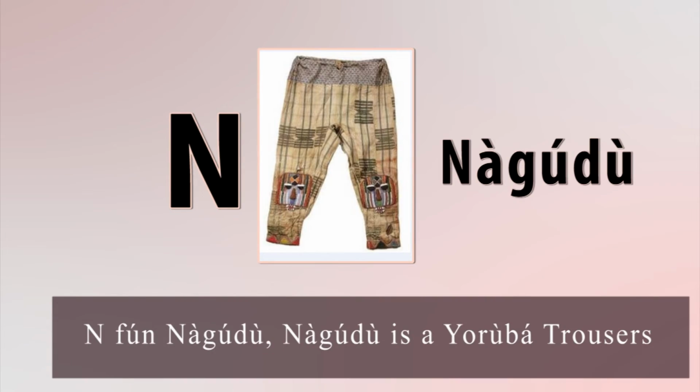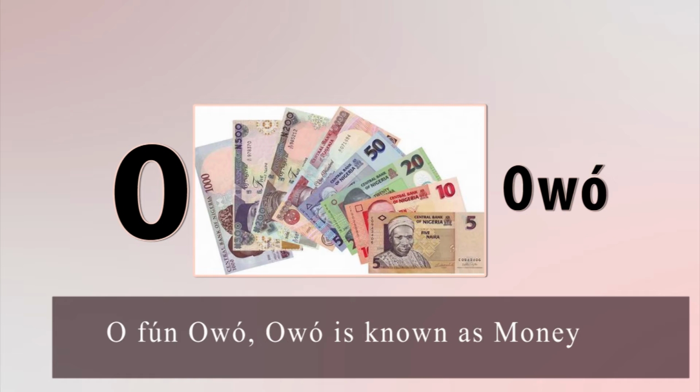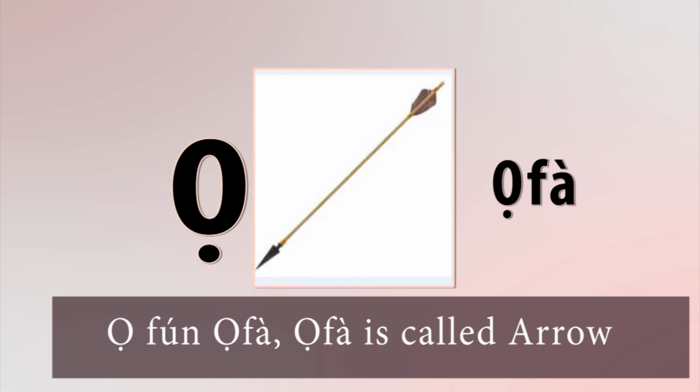Ni fun nangudu. Nangudu is known as trousers. O fun owo. Owo is known as money. O fun offer. Offer is called the arrow.